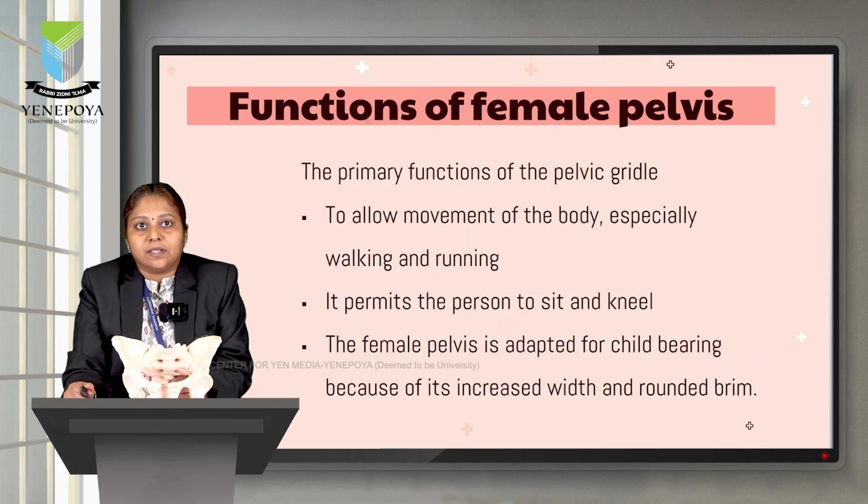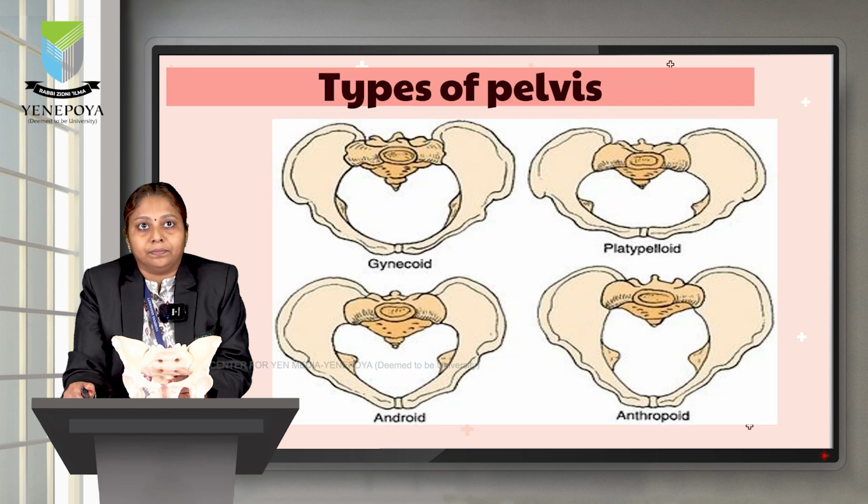Functions of the female pelvis. The primary functions of the pelvic bone or the pelvic girdle are to allow the movement of the body, especially walking and running. It permits the person to sit and kneel. The female pelvis is adapted for childbearing because of its increased width and a rounded brim. We will see what the types of pelvis are: the gynecoid pelvis, the android pelvis, the platypelloid pelvis and the anthropoid pelvis.